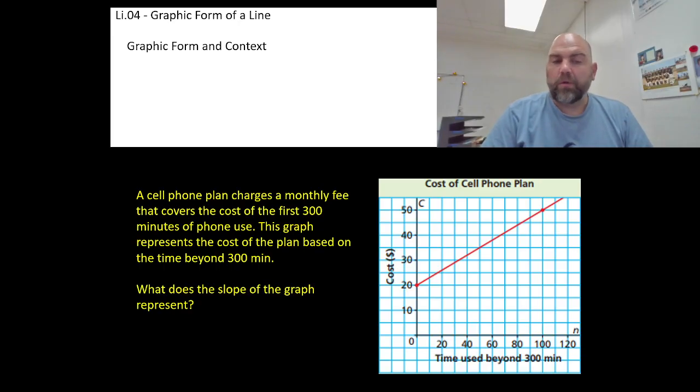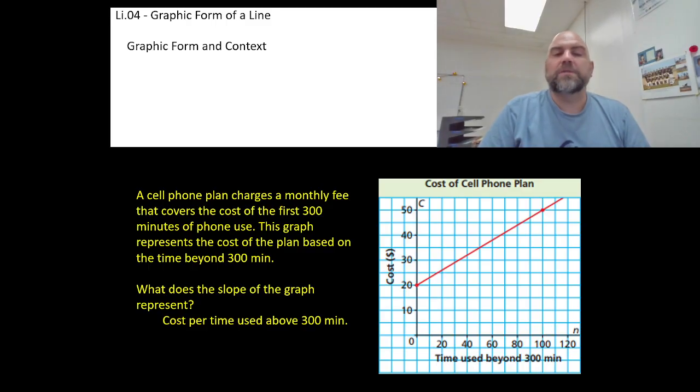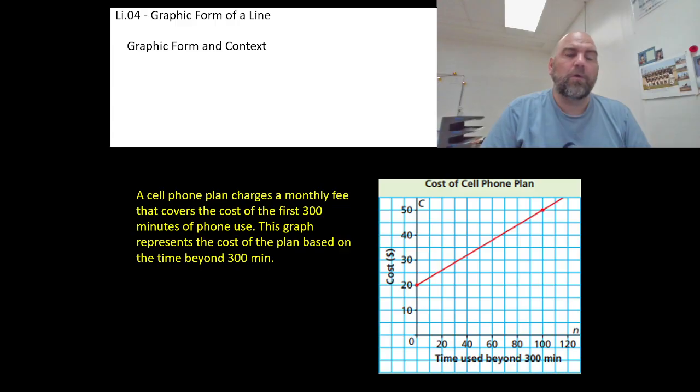Now, can we create a linear function? Well, we need to know the slope. But what does the slope of this graph represent? The slope represents the change in y, which is the cost, over the change in x, which is the time used beyond 300 minutes. So it represents the cost per time used above 300 minutes. That's the rate of change, that's the slope in this case, and that's important for us to know.